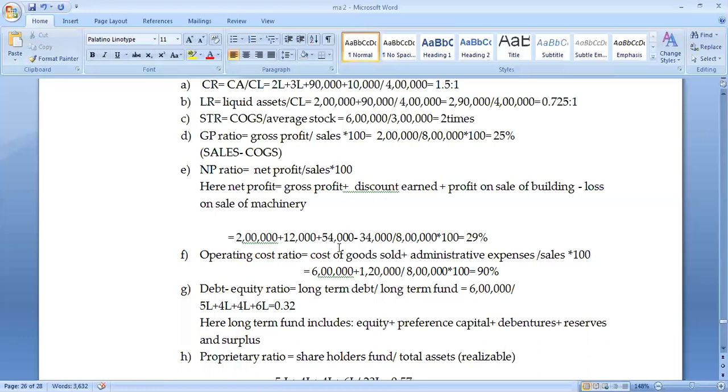Okay. So 2 lakhs plus 12 plus 54 minus 34, divided by 8 lakhs, gives you 29 percent for the net profit ratio. So net profit includes the gross profit along with certain incomes, as well as deducting the expenses. Clear? And now there is also operating cost ratio.